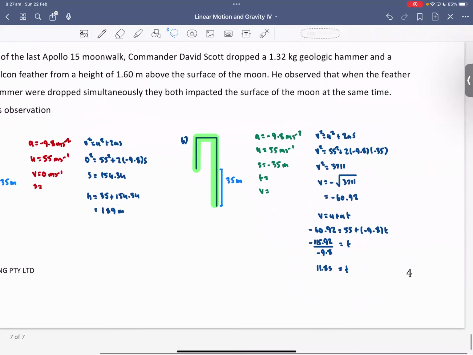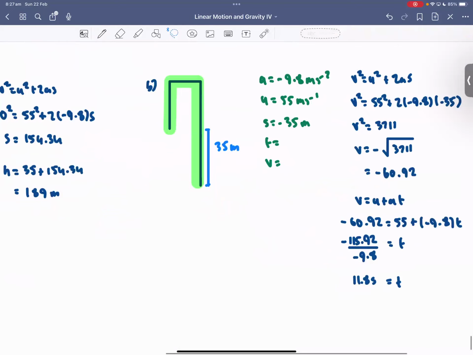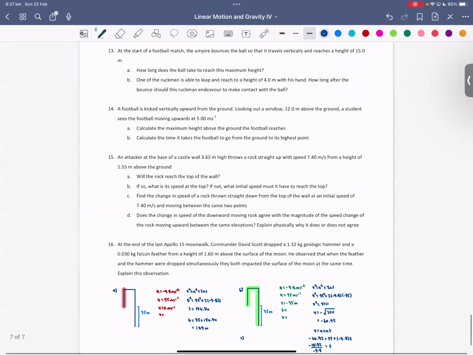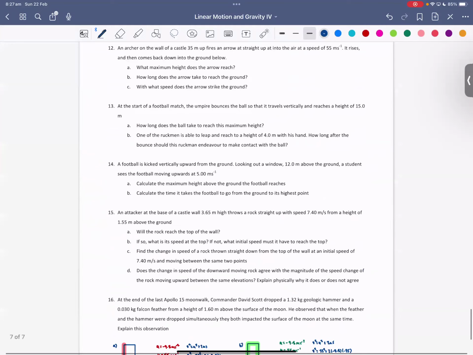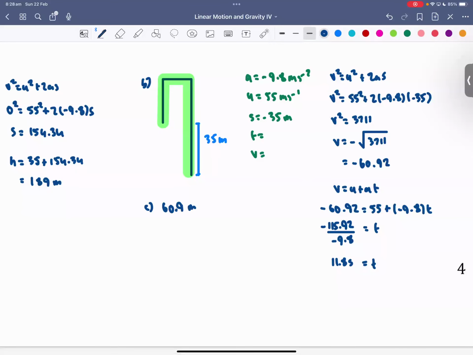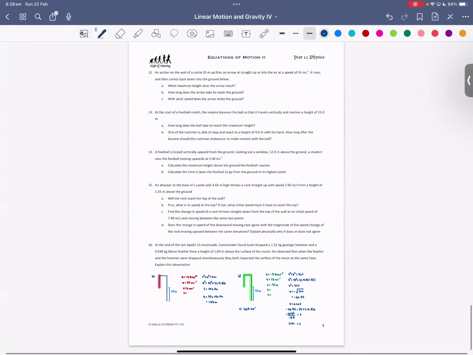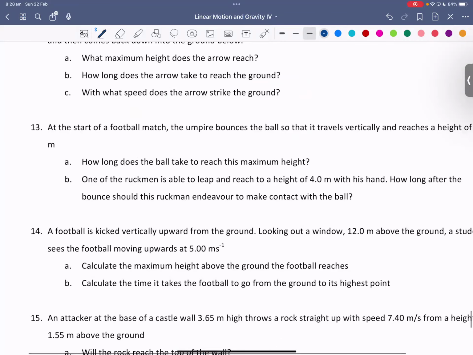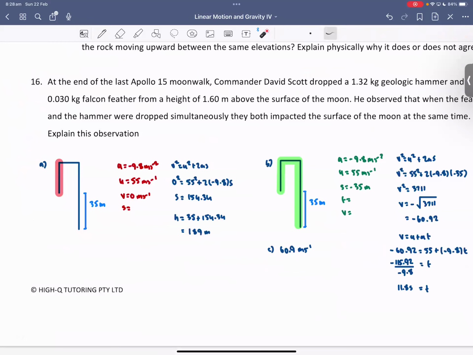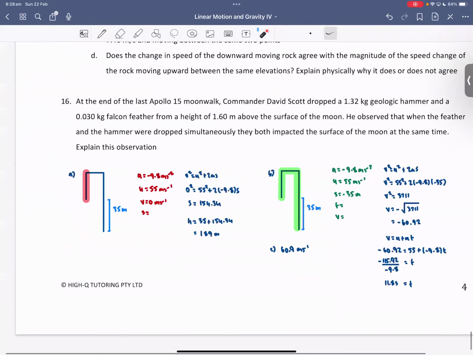The answer to part C was, what did the question say? With what speed does the arrow strike the ground? 60.9 meters per second. What direction? Direction? Down? No, wrong. It says speed. Don't give a direction if it says speed. Otherwise, you'd be wrong.